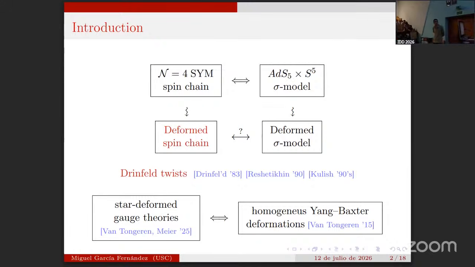The second one, maybe more interesting, is that this Drinfeld twist has a very nice holographic interpretation, because the same machinery that is used to deform the spin chains can be used to deform the gauge theories by doing what's called a star deformation. These star-deformed gauge theories were conjectured to be holographic to homogeneous Yang-Baxter deformations. Because of this conjecture, it makes sense to study Drinfeld twist deformations of spin chains, because there should be a spin chain underlying this construction.